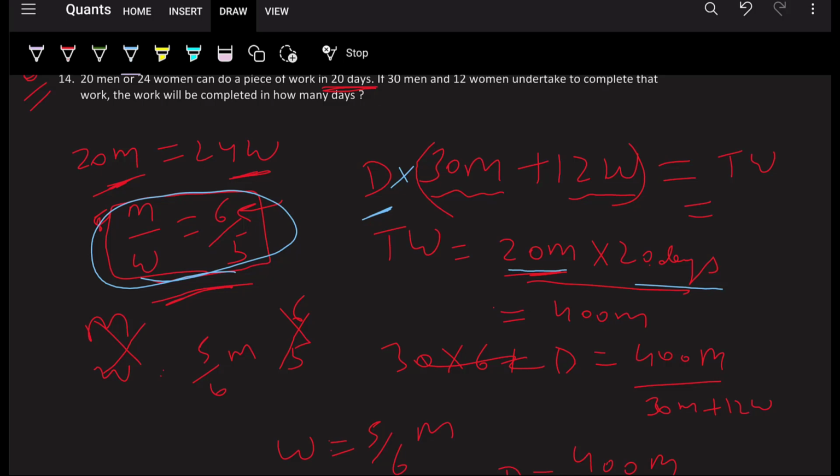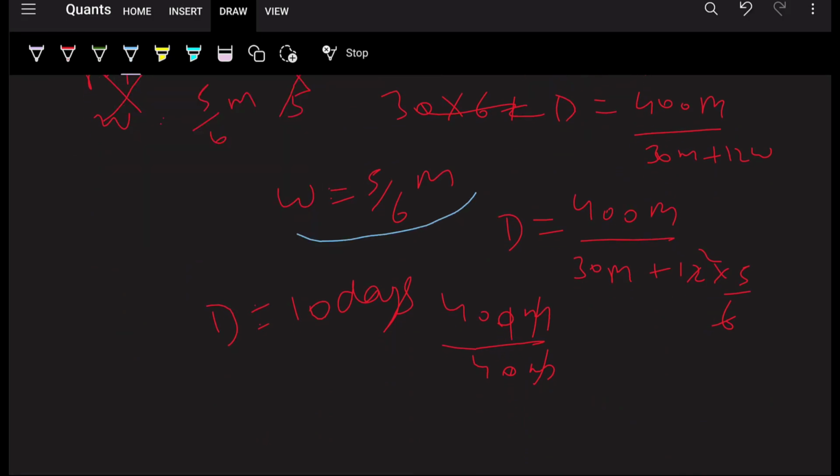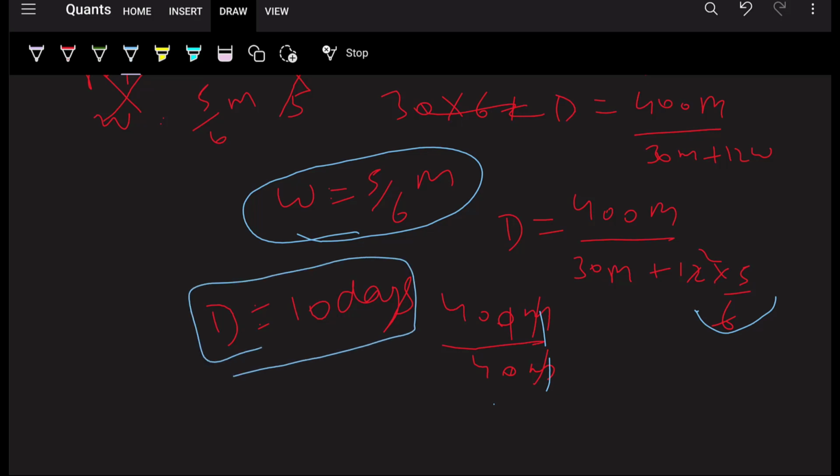Now number of days will be what? Total work upon 30m plus 12w. So it will be equal to 400m upon 30m plus 12w. Now from the relation of this we got w is equal to 5m by 6. So we will put w is equal to 5 by 6 m here. So from this we got 400m divided by 30m plus 10m. So it will be 400m divided by 40m. So it will be 10 days and it will be our answer.